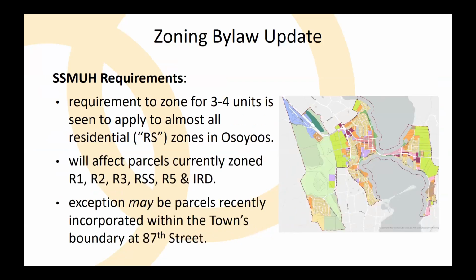Now, in the context of Osoyoos, just doing a quick evaluation of the existing municipal context, we feel that this legislative requirement is probably going to affect almost all of the residentially zoned lands within the town. So I've referenced some acronyms here for the zones: R1, R2, R3, RS5, R5, and the RID zone will all be affected. There may be an exception for some of the parcels that were recently incorporated within the town's boundary along 87th Street. Because of the lack of municipal infrastructure, they may not be entitled to the 3 to 4 units, but they will certainly be entitled to the 2 units per parcel.